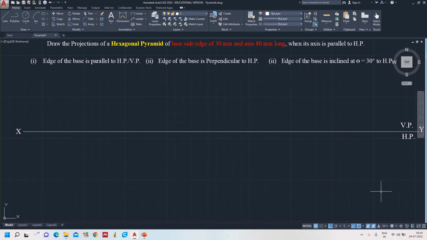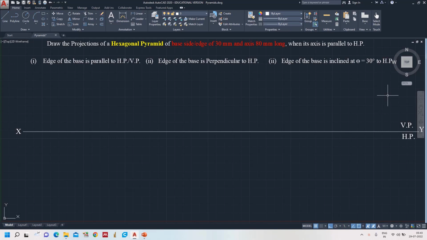Hi, now in this video you are going to learn how to draw the projections of a hexagonal pyramid when its axis is parallel to the horizontal plane. As you can see on the screen, there are three conditions. The edge of the base is parallel to the horizontal plane and vertical plane; the edge of the base is perpendicular to the horizontal plane; and the edge of the base is inclined at an angle to the horizontal plane.